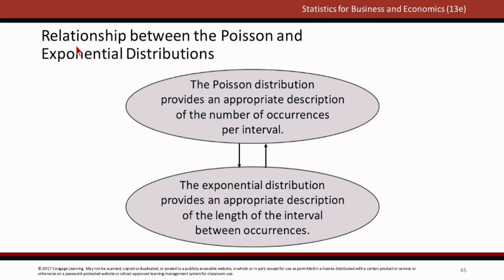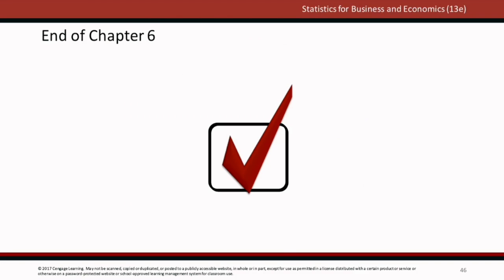The relationship between the Poisson and the exponential distribution is as follows. The Poisson distribution provides an appropriate description of the number of occurrences per interval, and the exponential distribution provides an appropriate description of the length of the interval between occurrences. And with this, we finish chapter 6.